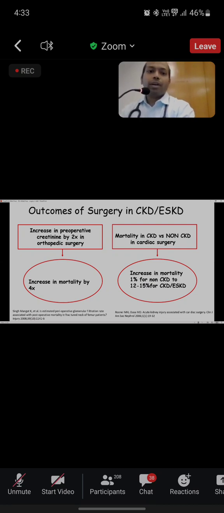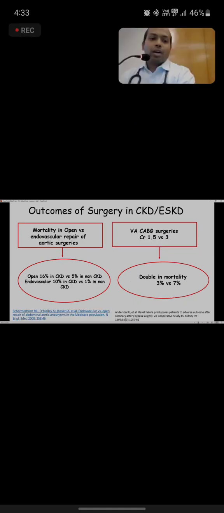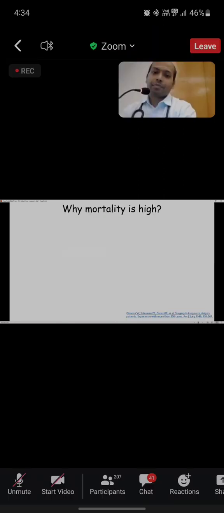The outcomes of surgery seen worldwide are that once the creatinine is twice the normal value, the mortality increases by 4 times. Also, in cardiac surgeries, 1% mortality translated to 12 to 15% mortality in patients with kidney diseases. Non-CKD patients undergoing open vascular surgery had 5% mortality, whereas those with CKD had 16% mortality. Similarly, 1% in non-CKD had 10% mortality in endovascular surgeries. And in Veterans Affairs studies of CABG surgeries, doubling of creatinine doubled the mortality risk.